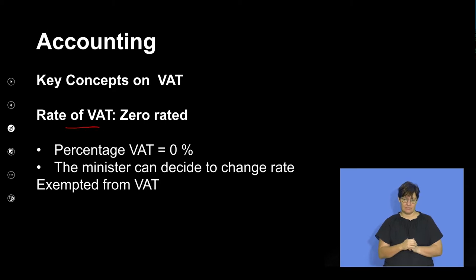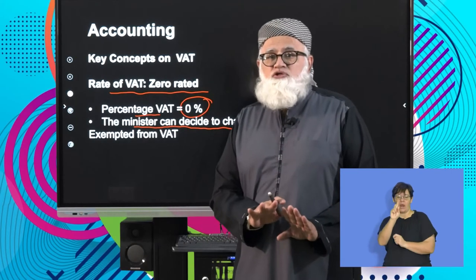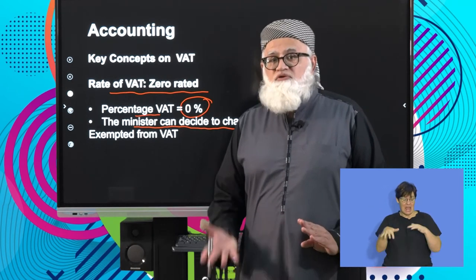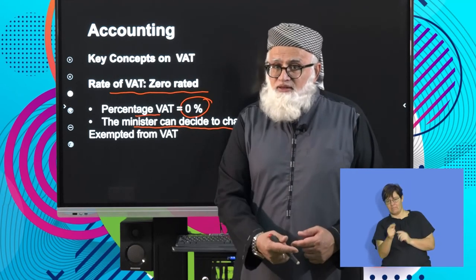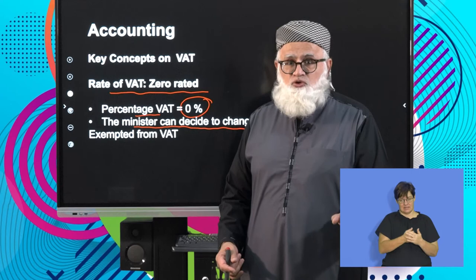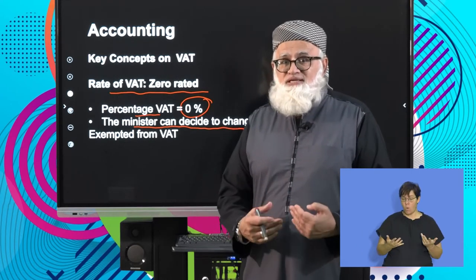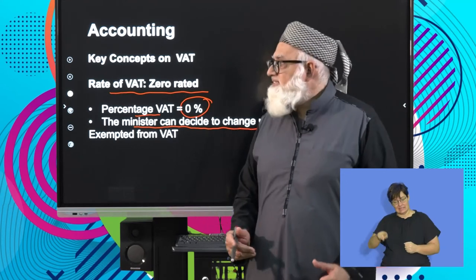Remember what we said? Zero rated. The percentage VAT is 0%. The minister can decide to change the VAT rate at any time. So in other words, if an item falls within the zero rated category, there could be a situation where the economy of the country improves to such an extent that certain items may now become VATable. So those items that are currently zero rated, it can change. Or if the conditions in the economy worsen, more items could be added to the basket of zero rated items.